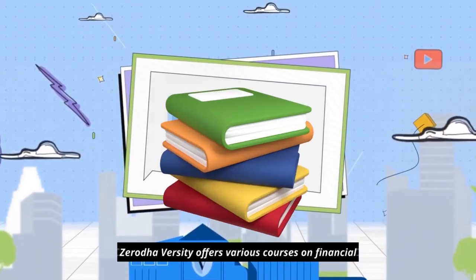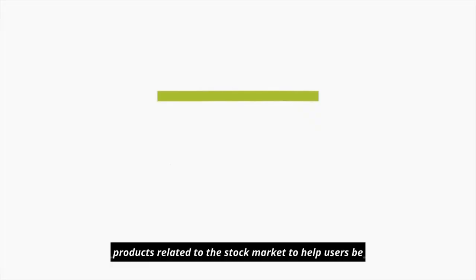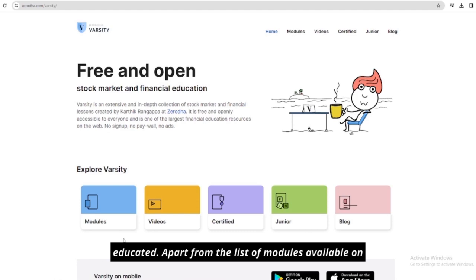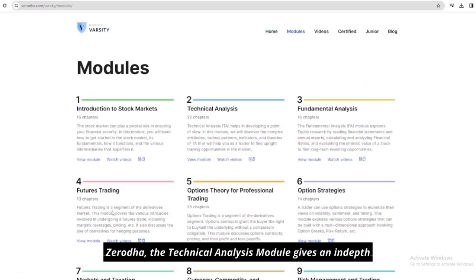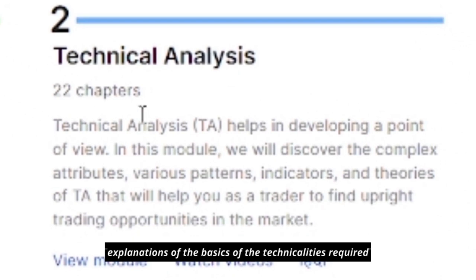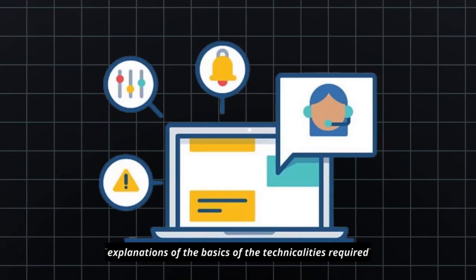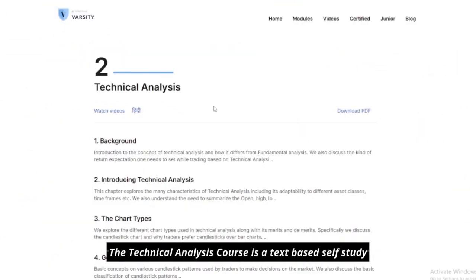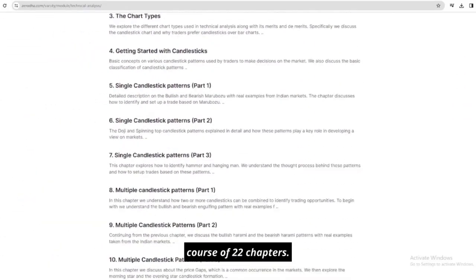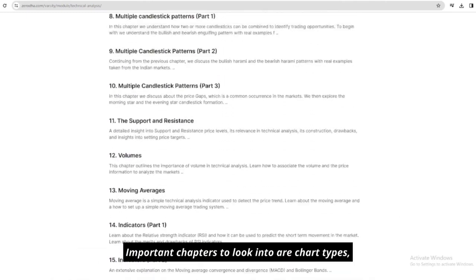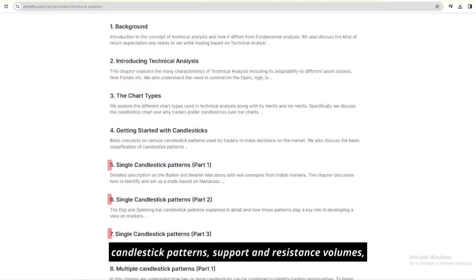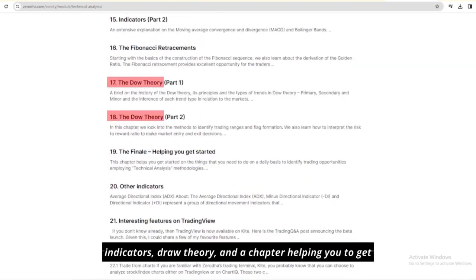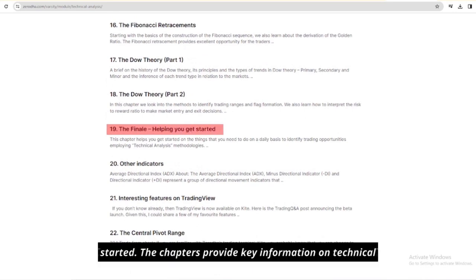Zerodha Varsity offers various courses on financial products related to the stock market to help users be educated. Apart from the list of modules available on Zerodha, the technical analysis module gives in-depth explanations of the basics of the technicalities required to gauge price movements. The technical analysis course is a text-based self-study course of 22 chapters. Important chapters to look into are chart types, candlestick patterns, support and resistance, volumes, indicators, Dow theory, and a chapter helping you to get started.